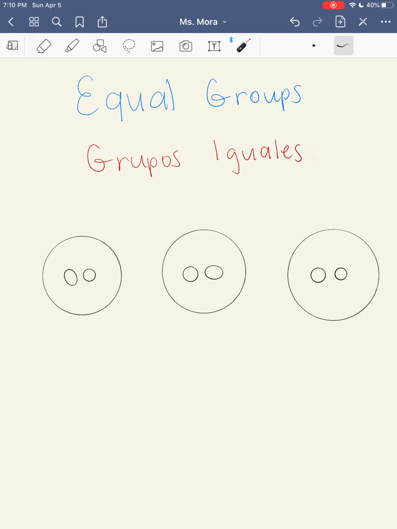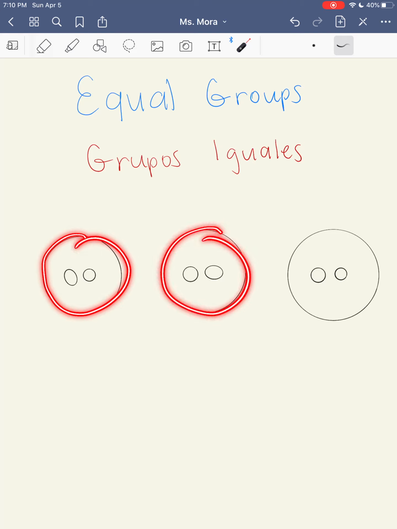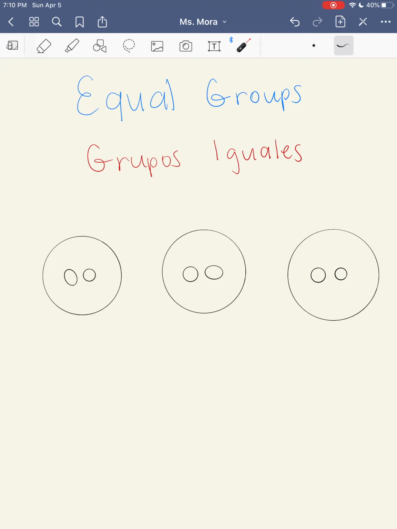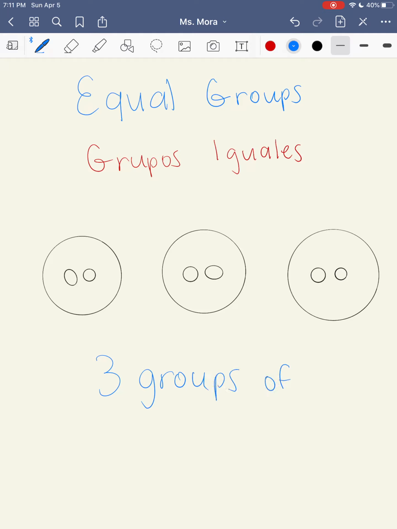So, let's review equal groups, all right? So, here I have 1, 2, 3 groups, and you know they're equal because they have 2 objects in each group. Okay, so aquí tengo mis grupos, tengo 1, 2, 3 grupos y son iguales porque tienen 2 objetos en cada uno. Okay, so here I have 3 groups of 2 because there are 2 in each group. Okay, so aquí tengo 3 grupos de 2. Okay?